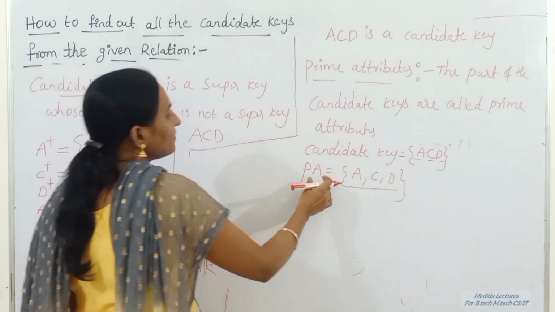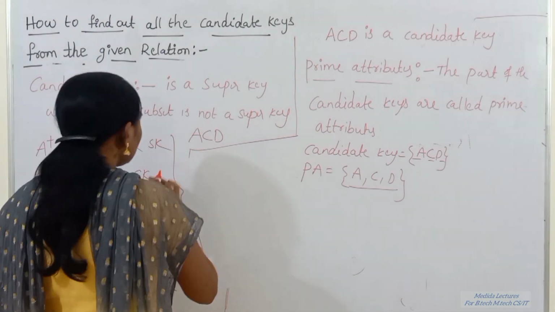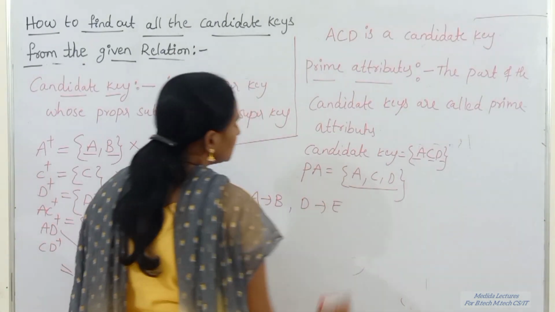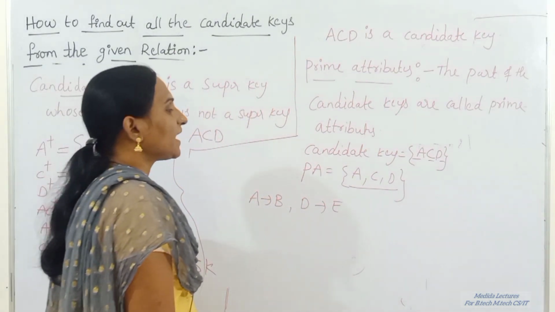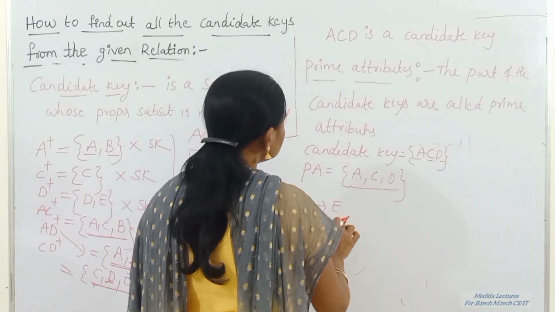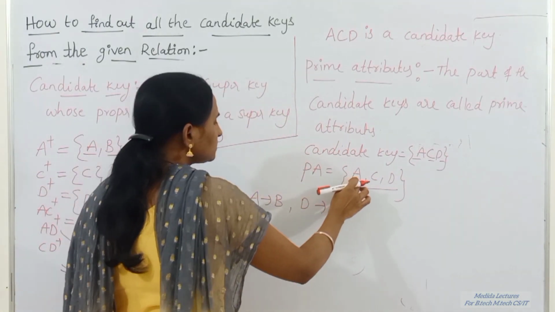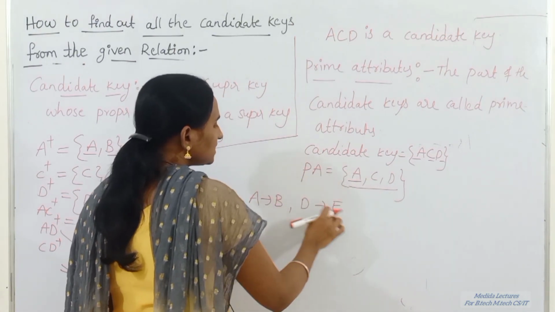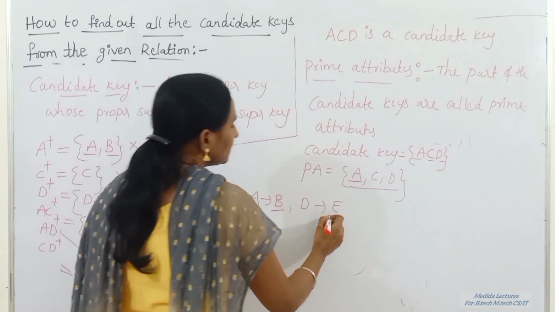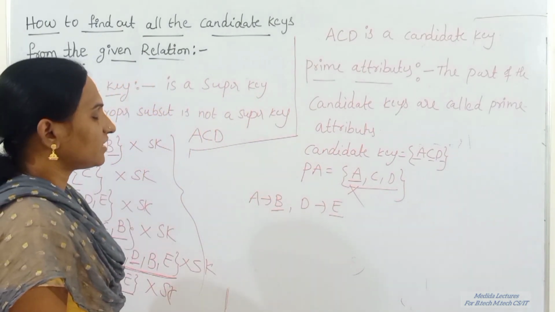Now check whether these prime attributes are available on the right hand side of the functional dependency or not. So what are the functional dependencies given in the problem? A determines B, D determines C. So these are the functional dependencies. The first prime attribute is A. Now check whether A is available on the right hand side. Here B, here E. So A is not available on the right hand side of the functional dependency.